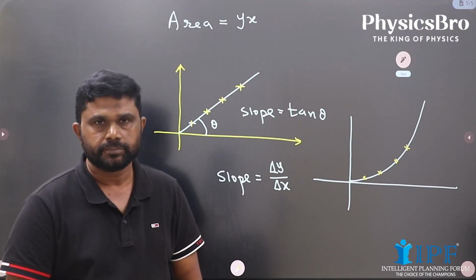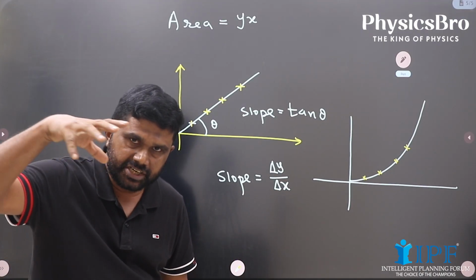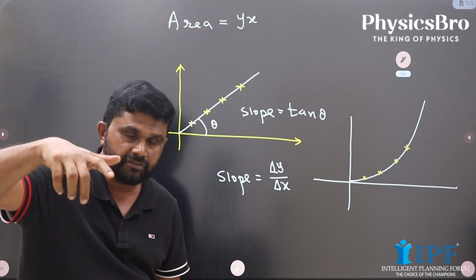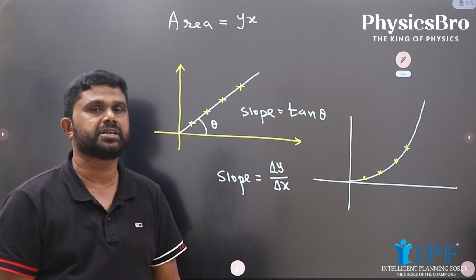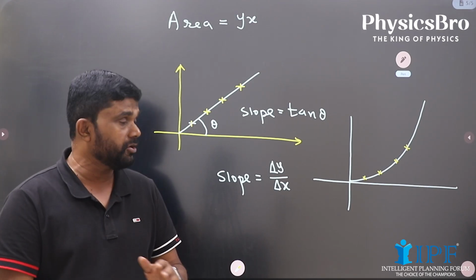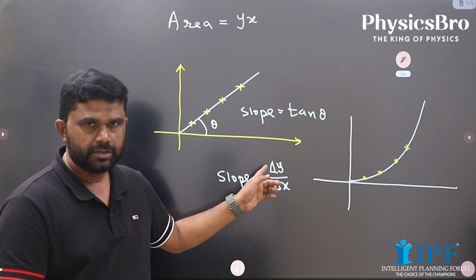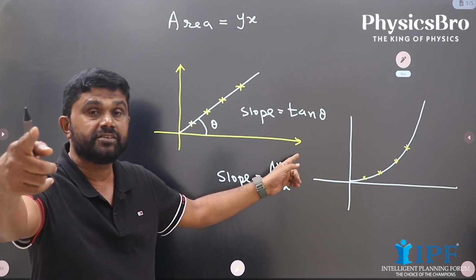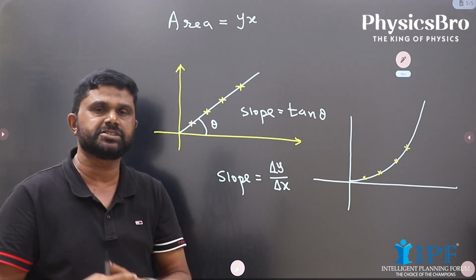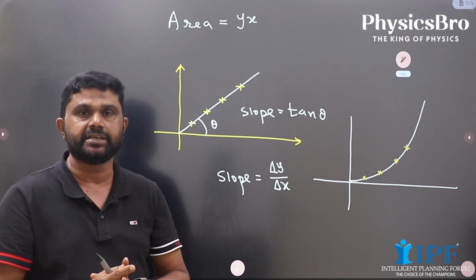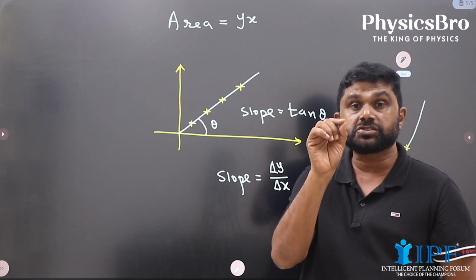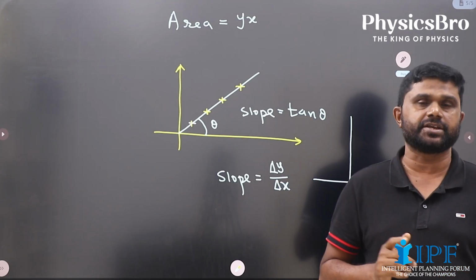I have told you, in the velocity time graph, the first quantity is velocity, the second quantity is time. The first quantity will be plotted along the y-axis, the second quantity along the x-axis. So, velocity time graph means the quantity along the y-axis is velocity. So, delta y will be change in velocity and delta x will be change in time. Change in velocity by change in time means delta v by delta t, that is acceleration. Means the slope of the velocity time graph will give you acceleration.